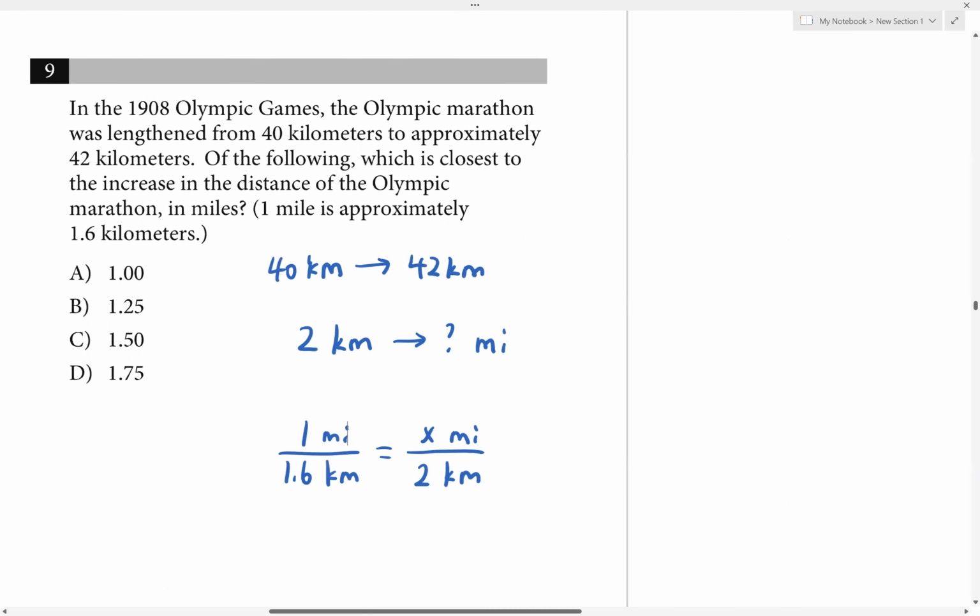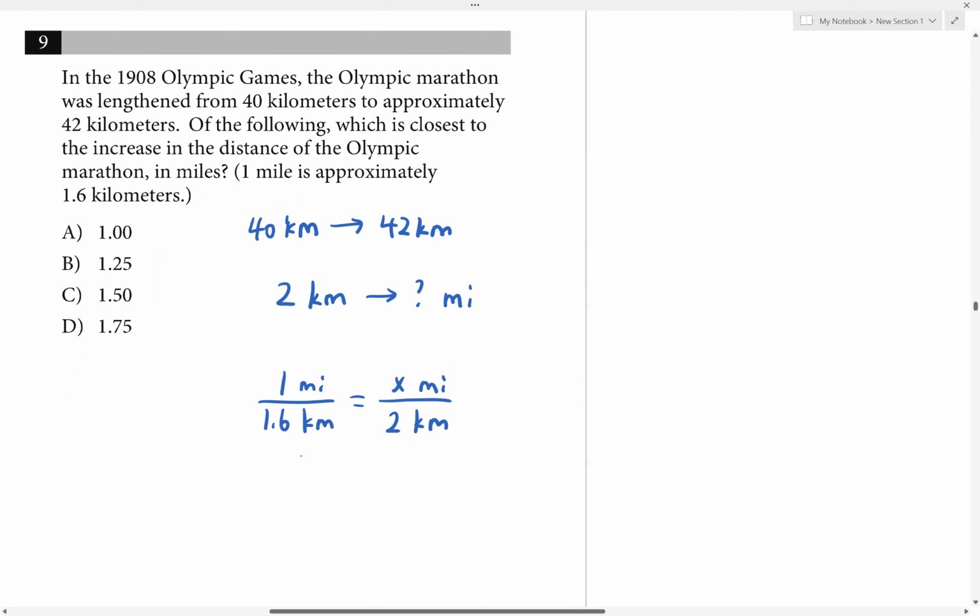Okay, so we can pretty much just solve the proportion here, right? When we solve, we can just ignore the units. We get 1 over 1.6 equal to X over 2. Since we have fractions on both sides of the equation, we can do a cross multiply. So cross them over, 1.6x equal to 2. Then to solve for X, we can divide by 1.6 on both sides. So X equals 2 divided by 1.6.